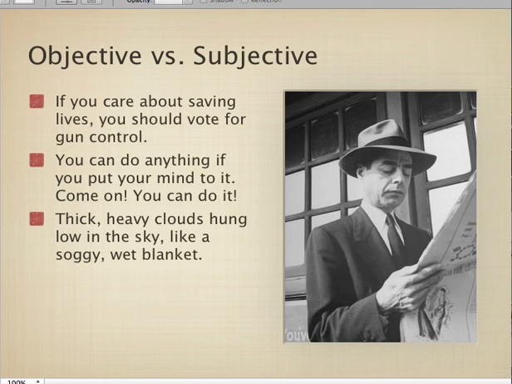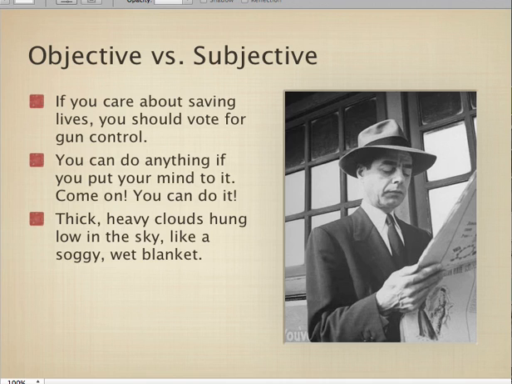So what's the difference? How can we tell? One, if you care about saving lives, you should vote for gun control. Well, we already established that it has a certain attack, so it must be persuasive. If it's a persuasive text, it must be subjective. It's an opinion. You is also present, so that's my other hint.